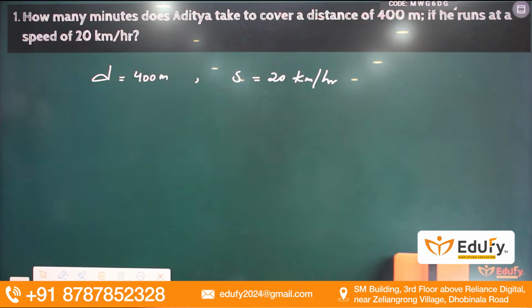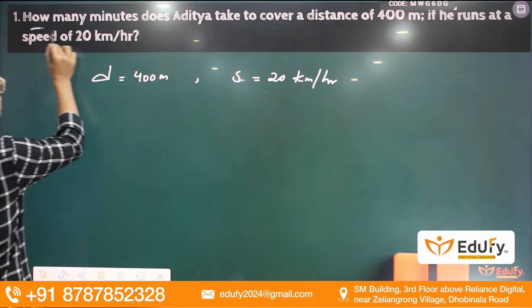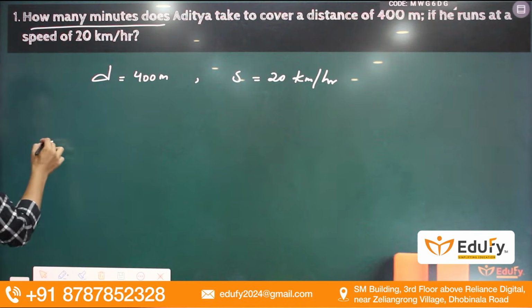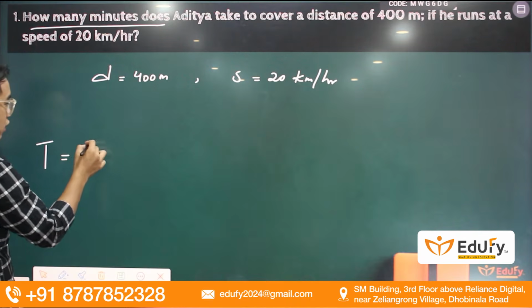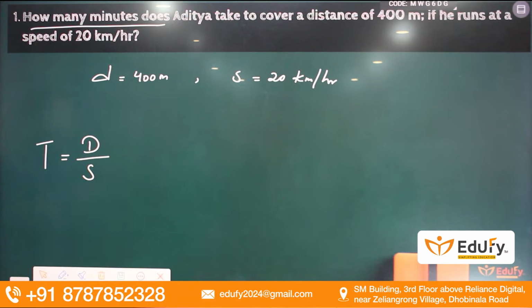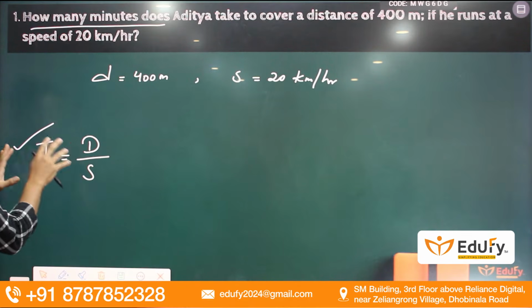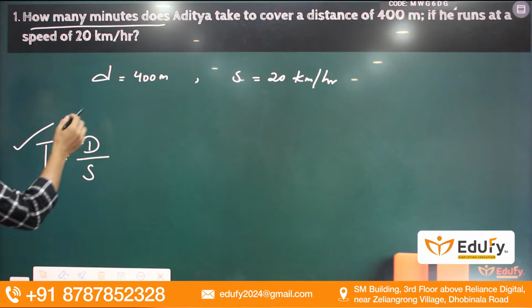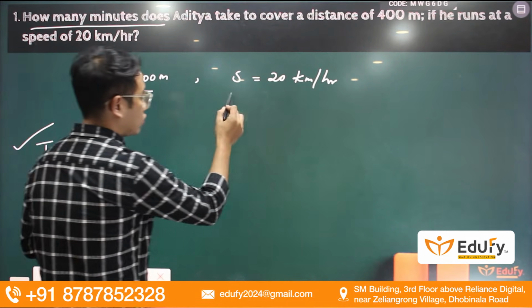Now, they've asked me how many minutes Aditya takes. That means I need to find my time. And to find the time, the formula is distance divided by speed. Whenever we are doing questions on time and distance, first we have to find out what they are asking us. Once we know that we are going to use this formula, my distance is given here and my speed is also given here.